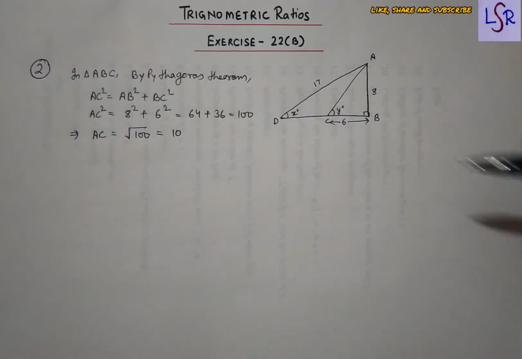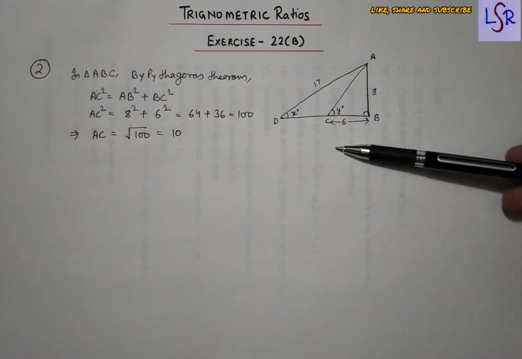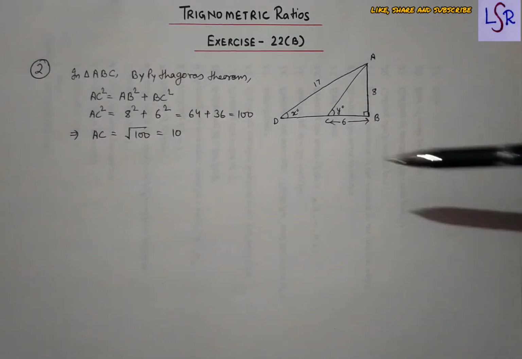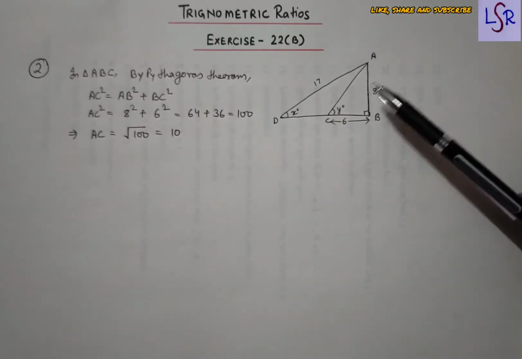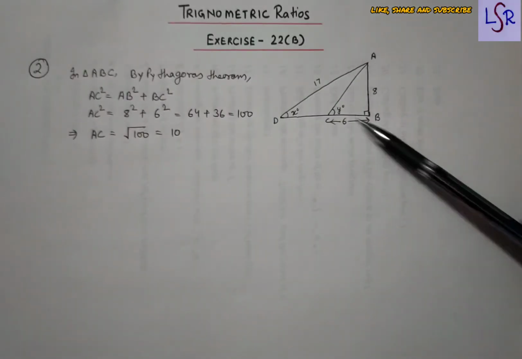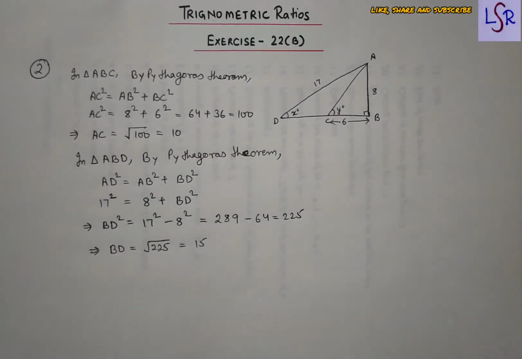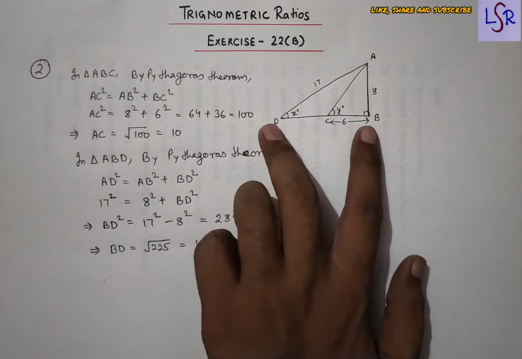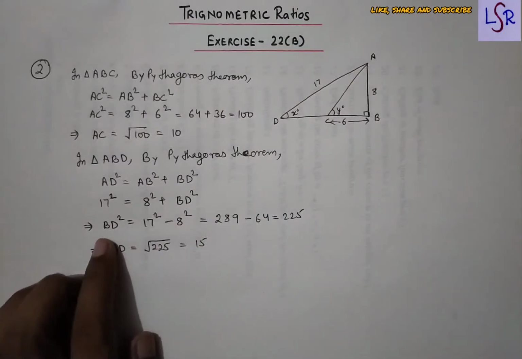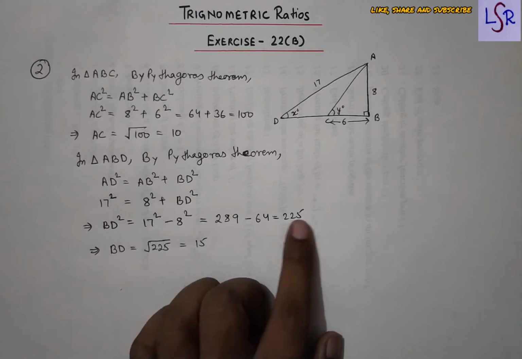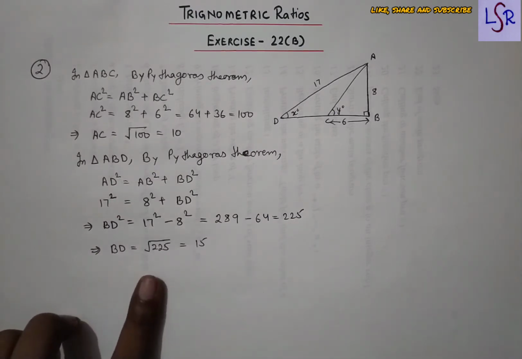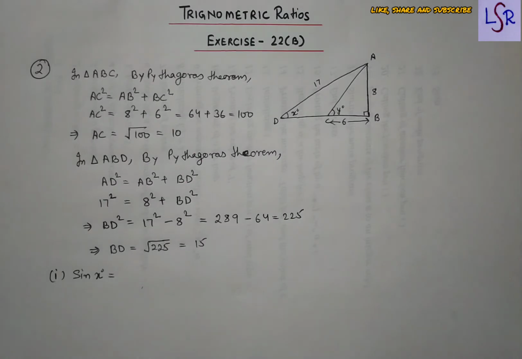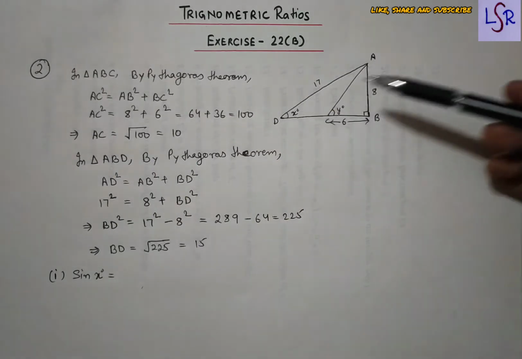Here we have applied the Pythagoras theorem in triangle ABC and got AC as 10. Now we are going to apply the Pythagoras theorem in triangle ABD. By using it, we have got AD square equals AB square plus BD square, in which BD is to be calculated. We have placed all the values, and on making a transpose we have got BD square as 225, and on taking the square root on both sides we have got BD as 15.